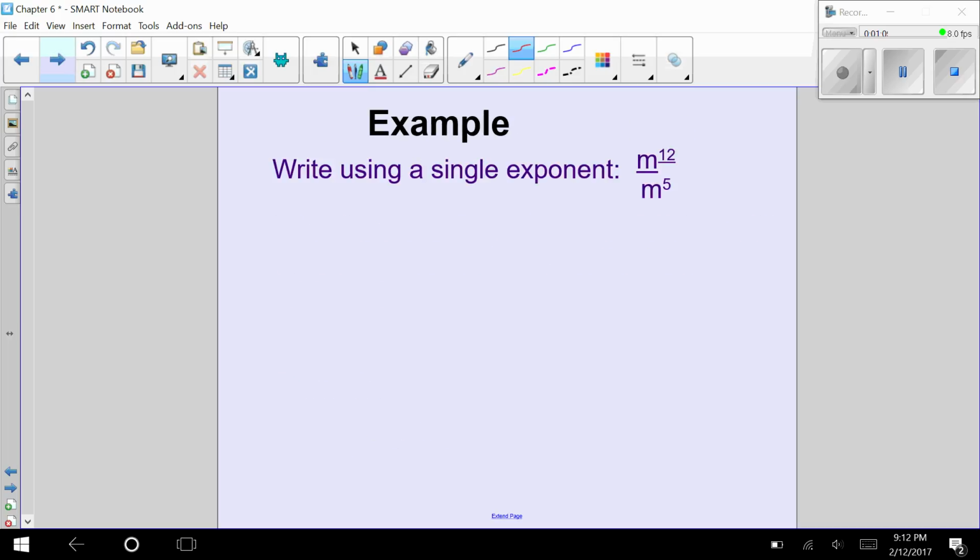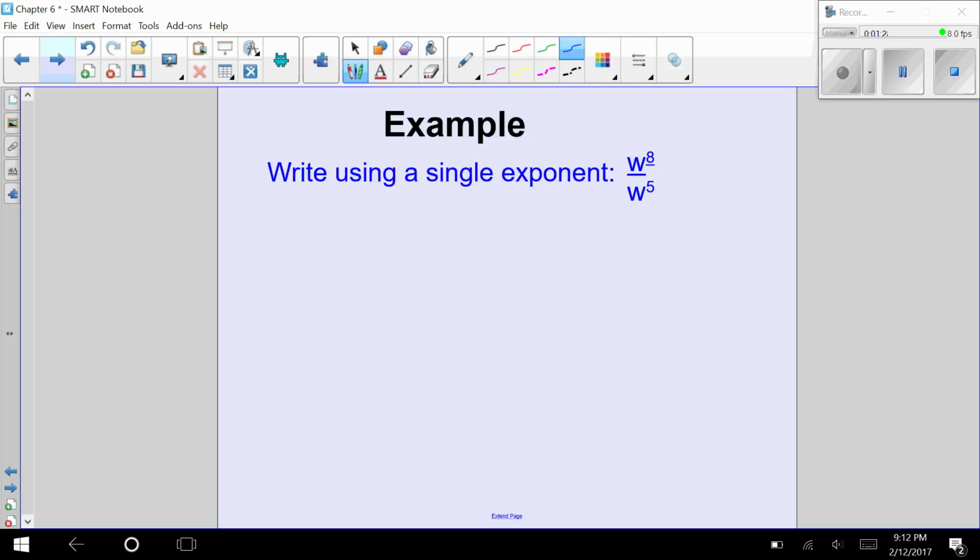So for example, we are going to divide m to the 12th over m to the 5th. To do this, we will do m, and we'll do 12 minus 5 for the exponent. Well, 12 minus 5 is 7. Note that the base stays the same. It's still an m. Try this one: W to the 8th over W to the 5th. When you do this problem, you should get W to the 3rd power.